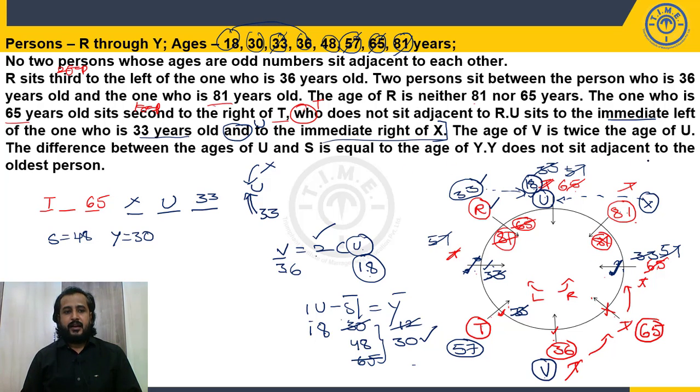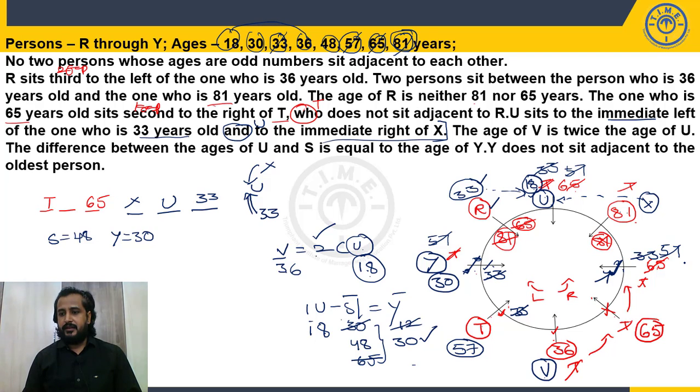Y does not sit adjacent to the oldest person. Who is the oldest person? 81. The person whose age is 81 is the oldest. So Y cannot be adjacent here. So Y cannot be here. Y cannot be here, so Y will be here only. And what is the value? 30. The age of Y is 30 years.